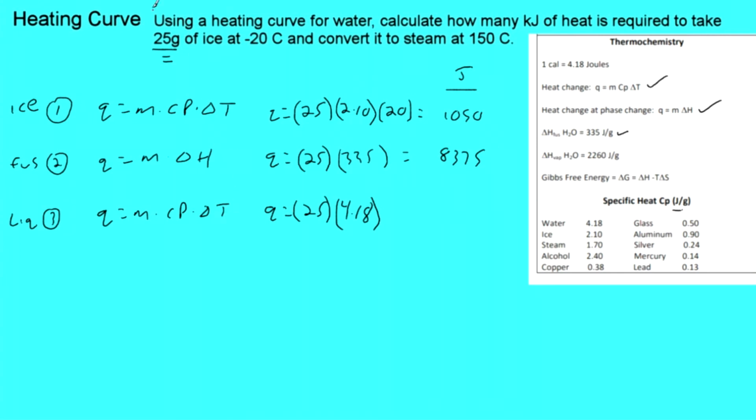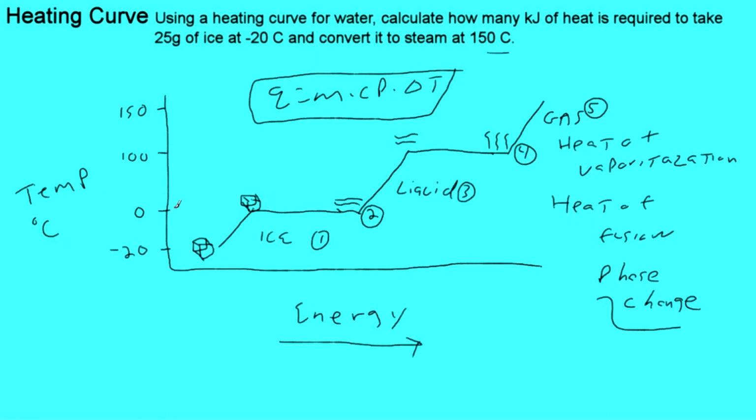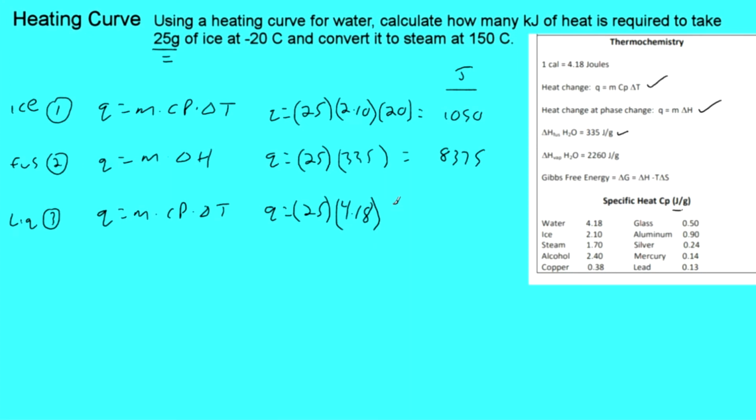And our change in temperature, it went from 0 to 100. So that's our change in temperature. Put 100 in here. Multiply those three numbers. I get 10,450. So that's a lot of energy for changing some water from 0 to 100 degrees.